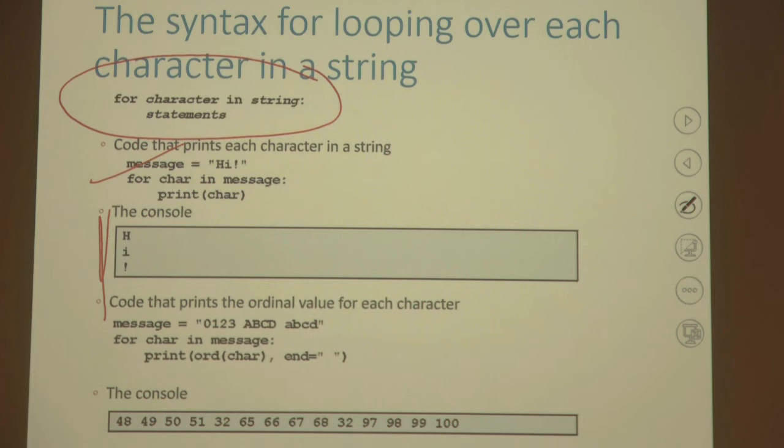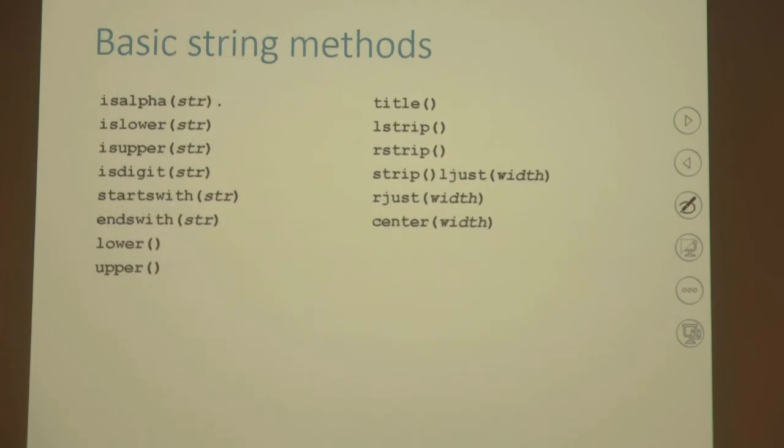All right. Look in here, for example, this one: message equals 0, 1, 2, 3, space, A, B, C, D, all capitals, space, a, b, c, d, all small. That's the message. So for character in message, what I'm trying to do in here is print the order of the character, not the character. What is the order? It's the ASCII code. So what is the ASCII code for 0? 48. For 1, 49, and so on and so forth, and it prints until the end.